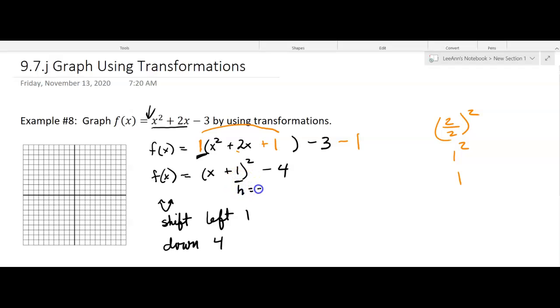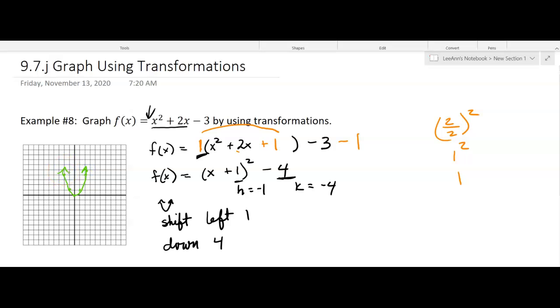H is -1 because it's the opposite. So -1, so it's going to shift to the left. And then here we have a -4, that's k. K is -4. And that means it's going to shift down 4. Okay, so here's the basic parabola. Try to get my basic parabola in here without causing too much trouble. Okay, that's the basic one.